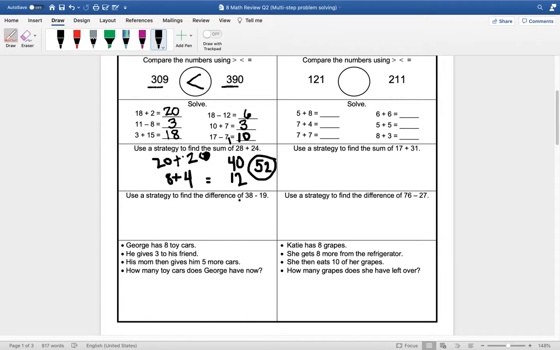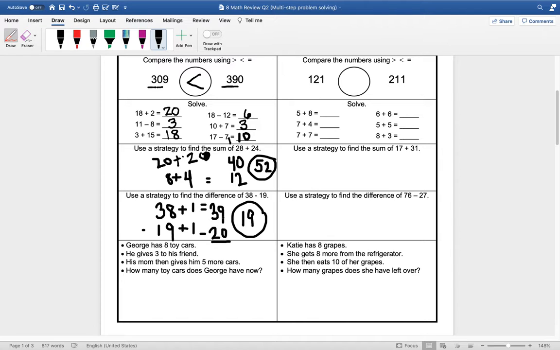Use a strategy to find the difference of 38 and 19. So one thing that we could do to say 38 minus 19, we're going to add 1 so that we do not have to regroup. We're going to add 1 to both numbers. So 38 plus 1 is 39. And 19 plus 1 is 20. So 39 minus 20 would be 19. So our answer will be 19. So we added 1 here so that we didn't have to regroup, so we had to add it to the other one also.